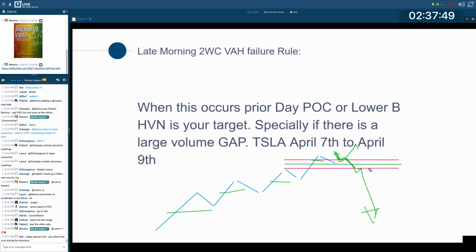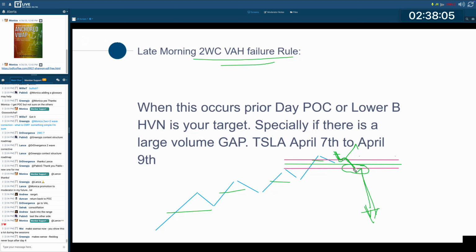And then that short gets really good when you fail value area low. Boom. This rule works really well. Once the two-wave corrective above value area high fails, I'm always looking as a rule for a full rotation to value area low.